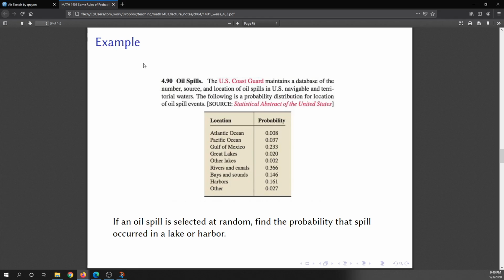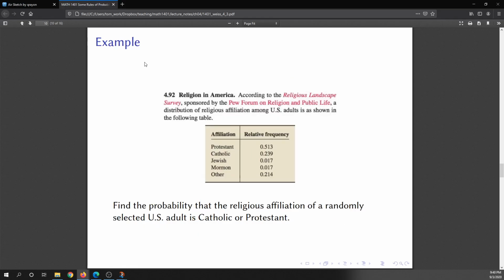Okay. All right. Let's see. I think we have one more example here. Yes, one more example. All right, and that's 4.92. In 4.92, it says, according to the Religious Landscape Survey, sponsored by the Pew Forum on Religion and Public Life, a distribution of religious affiliation among U.S. adults is as shown in the following table. And it says, find the probability that the religious affiliation of a randomly selected U.S. adult is Catholic or Protestant.